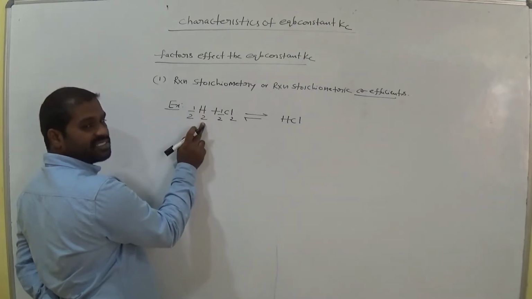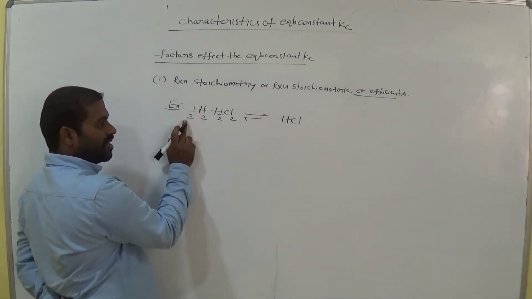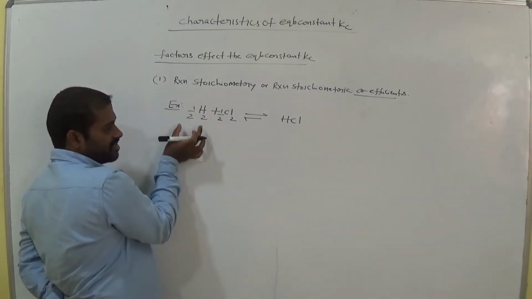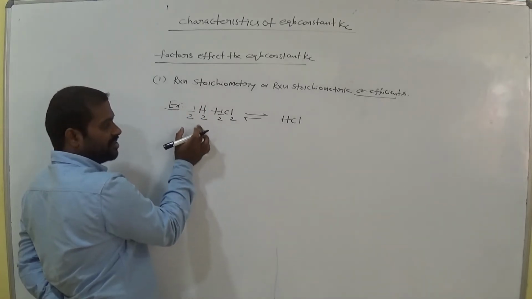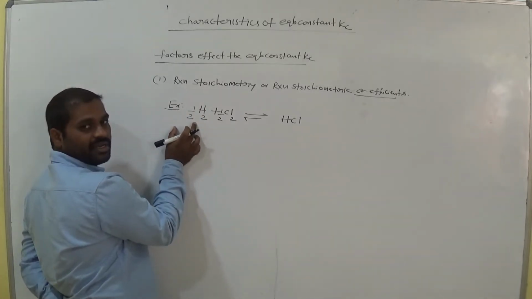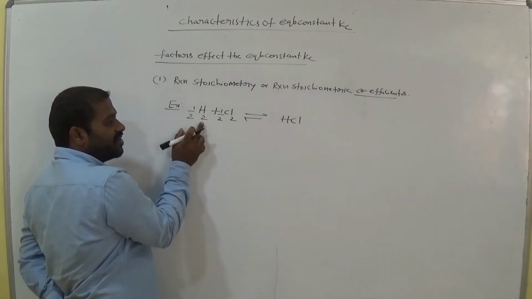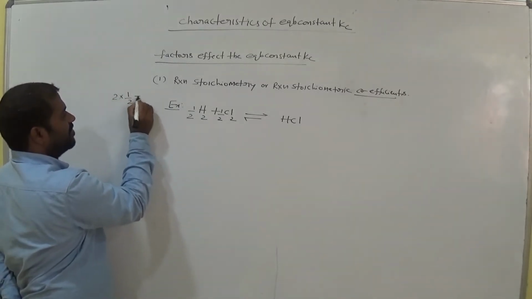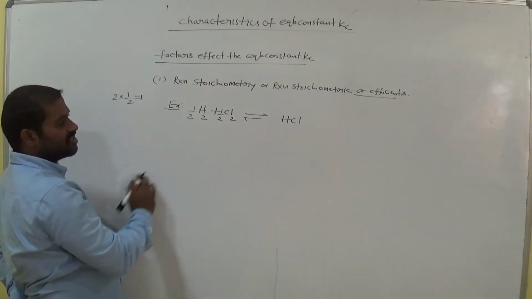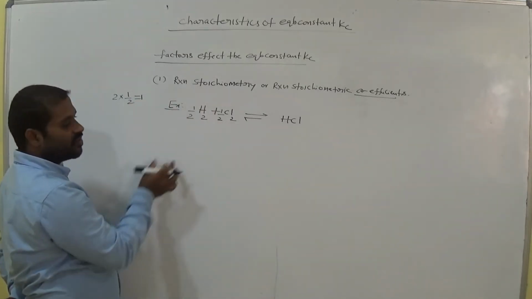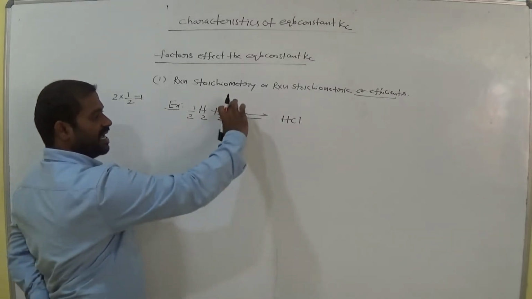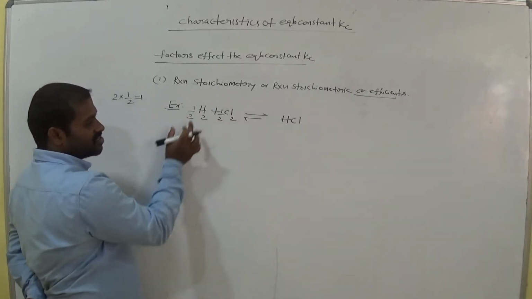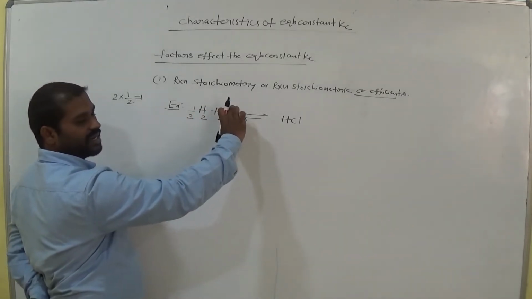Now how many hydrogen atoms do we have here? 2. 2 by 2 means 1 hydrogen atom. So what is the meaning of this? How many hydrogen atoms are present right now? Only 1 hydrogen atom. Why? Because here we have 2 hydrogen atoms, divided by 2, we get 1 hydrogen atom. So totally here we have 1 hydrogen, and here also 1 chlorine. So 1 hydrogen atom, 1 chlorine atom.